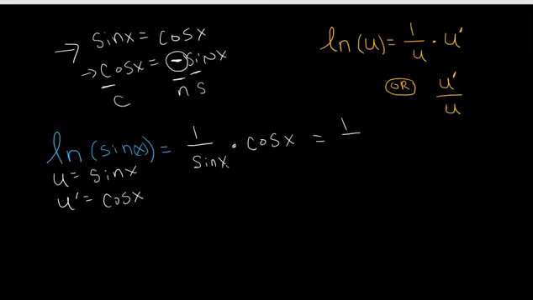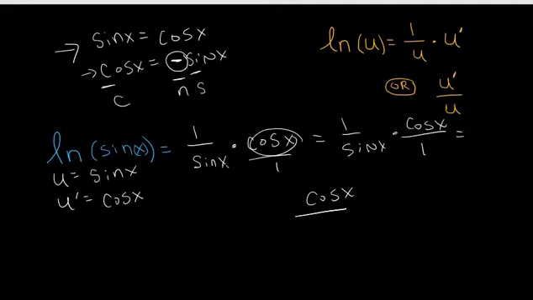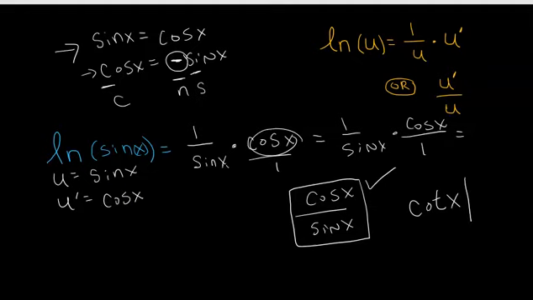Let's try to put it together. So I have 1 over sine x times cosine x over 1. Cosine is considered like a whole number, so we do that invisible 1 in the bottom. So that answer is cosine x over sine x. Now this is technically the correct answer, but if you look closely, you'll see that cosine is on top, sine is on the bottom. So that means it can also be cot, or cotangent x. So both of these are the correct answer. Both are appropriate and sufficient.